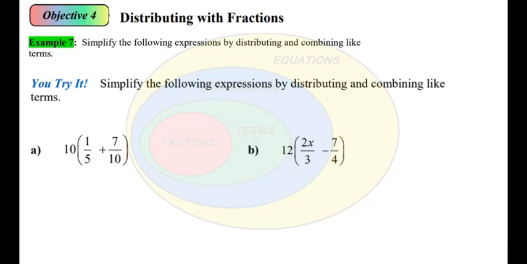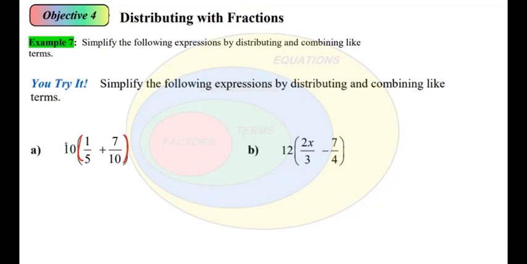All right, so how do we distribute with fractions? We want to simplify the following expressions by distributing and combining like terms. We've done this before when we simplified expressions, but now we have fractions in our grouped factors. So this is one term, and we have a grouped factor here.